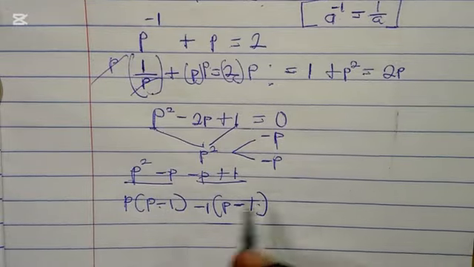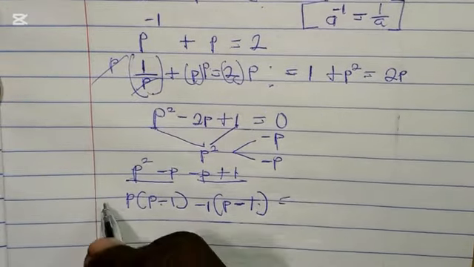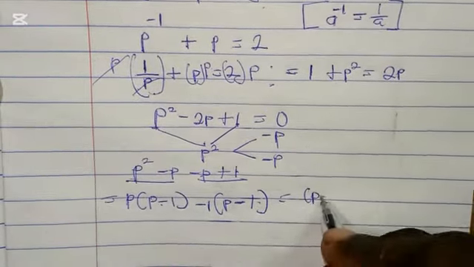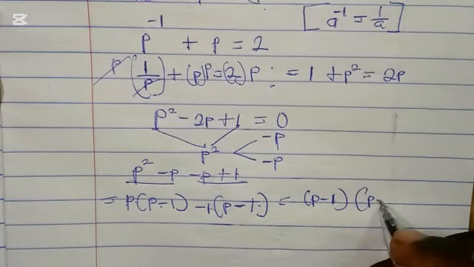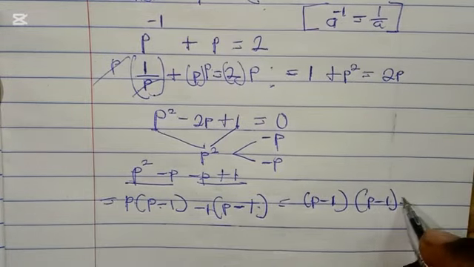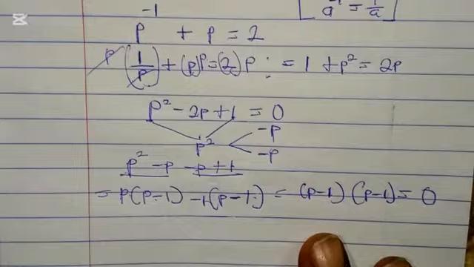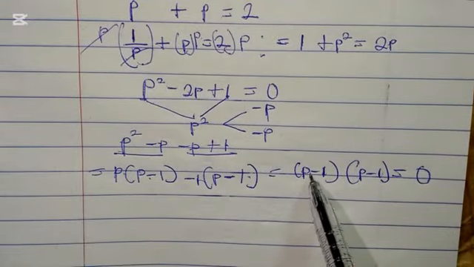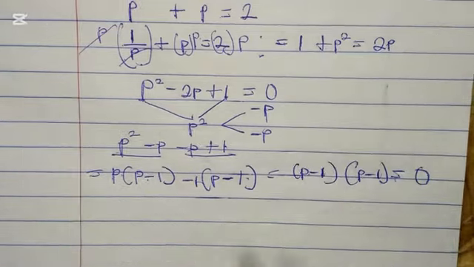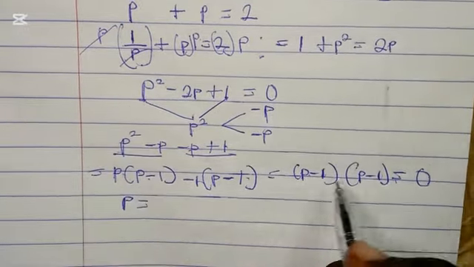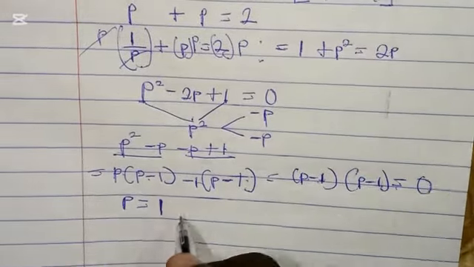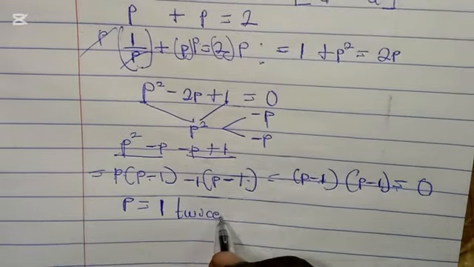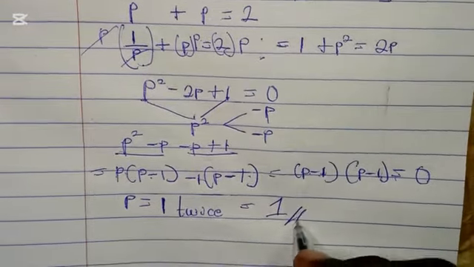So since this is common, factor it out. We have p minus 1, and the one outside also factor it out, p minus 1. Don't forget, both of these brackets are equal to 0. So when p minus 1 is equal to 0, p gives us 1 for both brackets. Therefore 1 is twice, and we can just say that p is equal to 1.